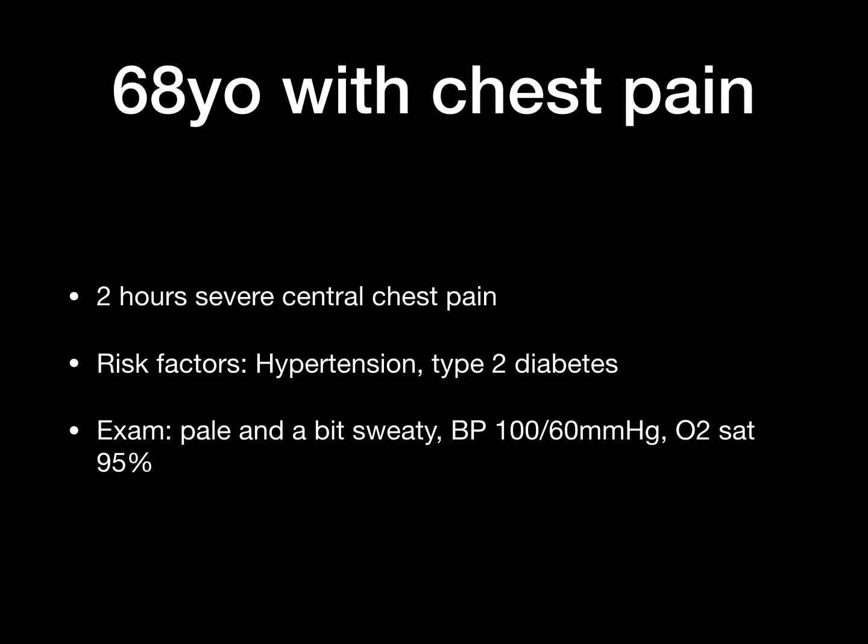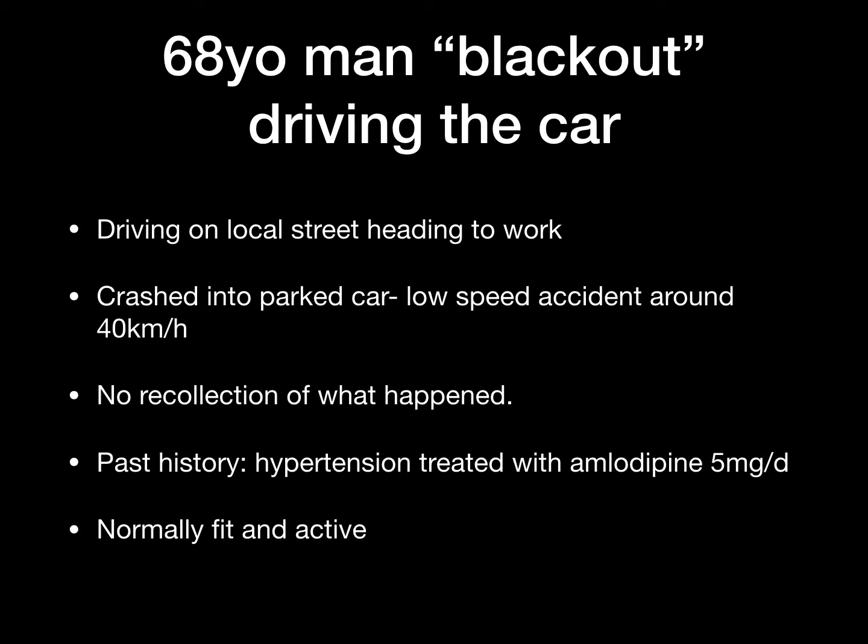Okay, so let's have a look at another case. So, a 68-year-old man, this could be the same patient, but this time having a blackout while driving the car. Again, the ECG is exactly the same. It's a left bundle branch block. So he's driving on a local road, heading to work, feels quite well, and then finds himself crashed into a parked car at low speed of about 40 kilometers an hour. He has no recollection of what's happened. He has a past history of hypertension, is normally fit and quite well, just treated with amlodipine. And that's the ECG that you've got, left bundle branch block.